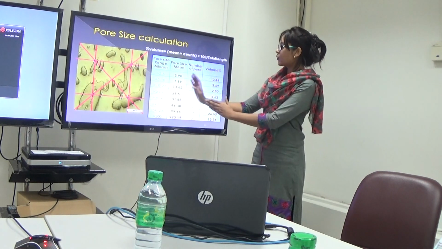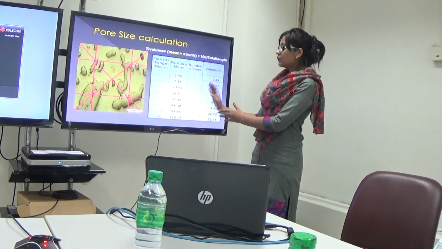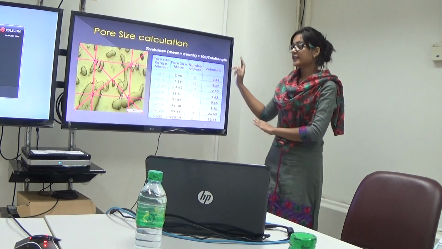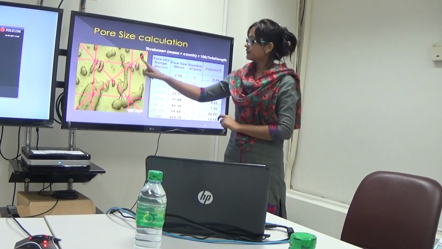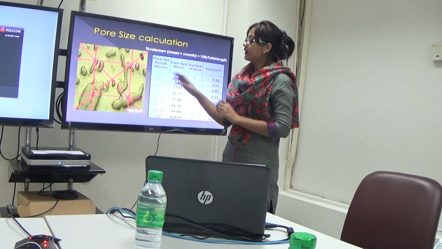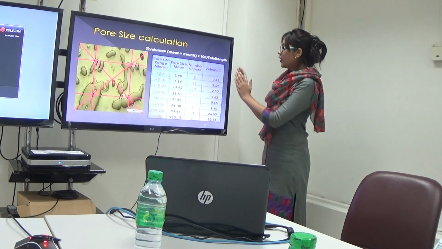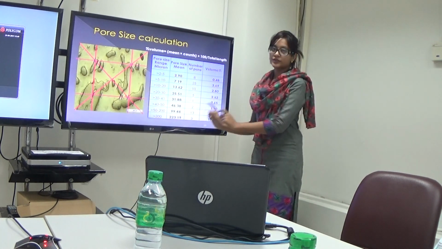Volume is from this pore size and number of pores. We multiply this and we divide it by total length. This total length is the total length of these lines. We take the total line length. In this way, we count the volume and pore size.